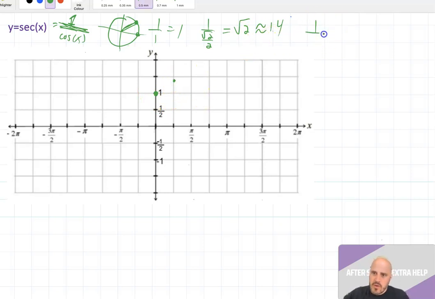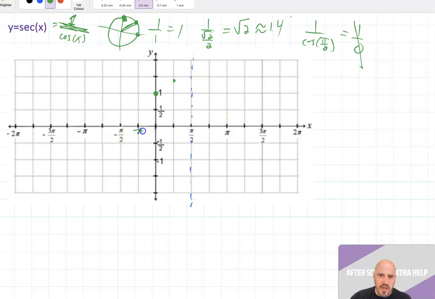All right, 1.4. How about if I go to pi over 2? Well, 1 over the cosine of pi over 2 equals, all right, a pi over 2 cosine value is 0. 1 over 0, bad, right? This is going to be our vertical asymptote. All right, well, that doesn't help. Let's go back this way, maybe get a better picture because we can't cross our vertical asymptote here.